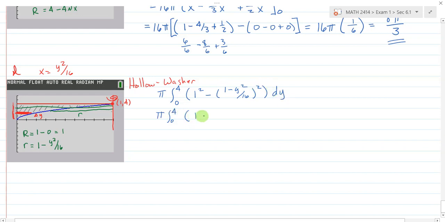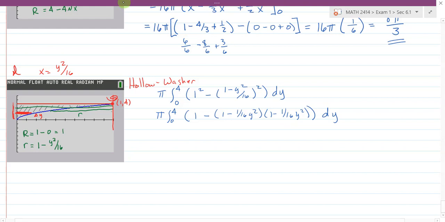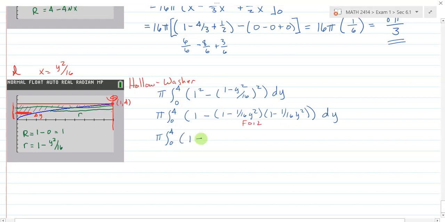So let's clean this up now. That's just going to be 1 minus, and this I need to FOIL out. So I could write this as 1 minus 1/16 y squared times 1 minus 1/16 y squared dy. So I need to FOIL this out. First terms give me 1, outside terms is minus 1/16 y squared, inside terms is the same, so that's 2/16 or 1/8 y squared. Last term is going to give me plus 1 over 256 y to the 4th dy.